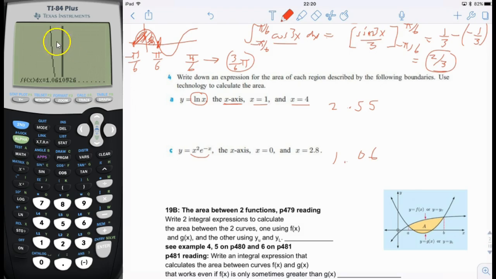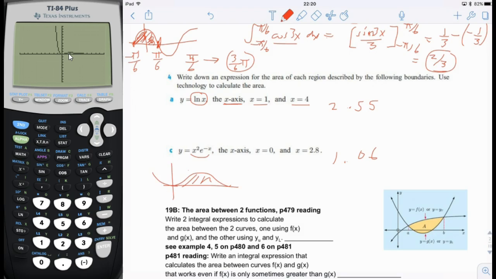Okay, and it even shows you a little graph of it. Let's zoom in a little bit. We'll do like zoom standard. So the part that we're integrating is this part here. It looks kind of like this on the right side of the origin.